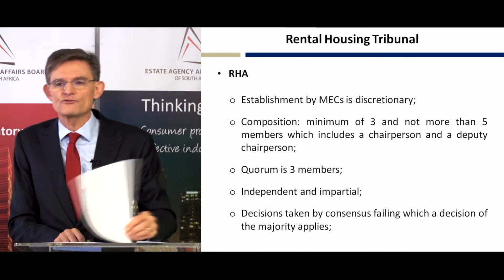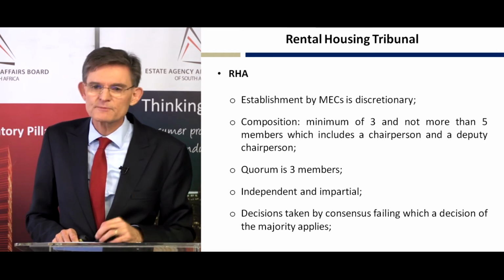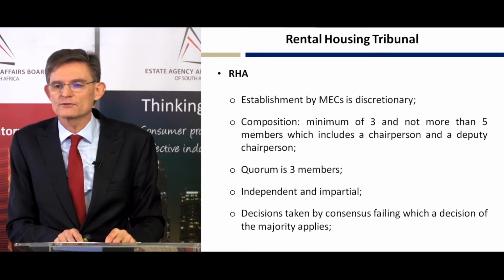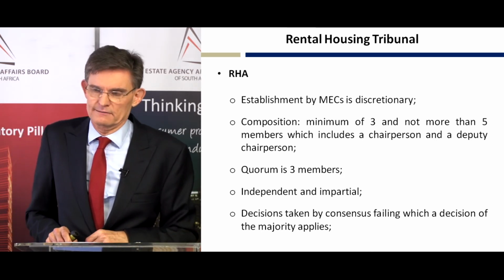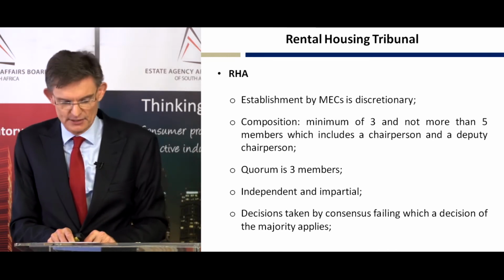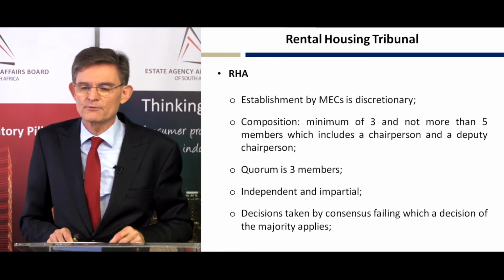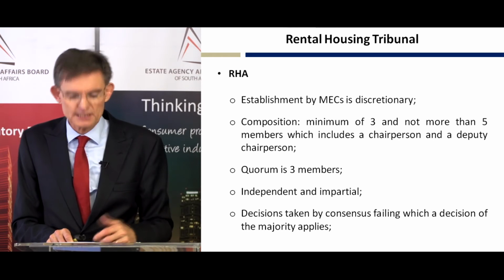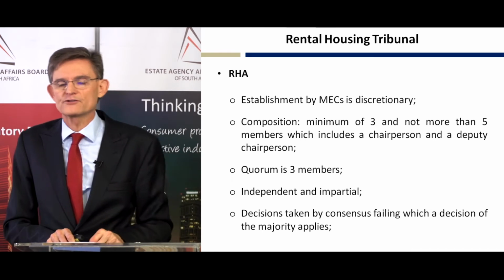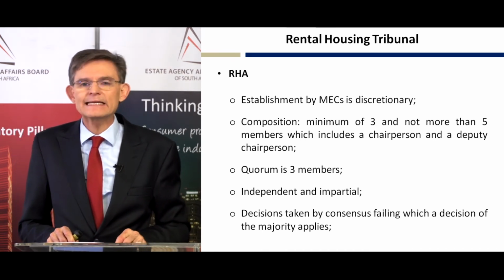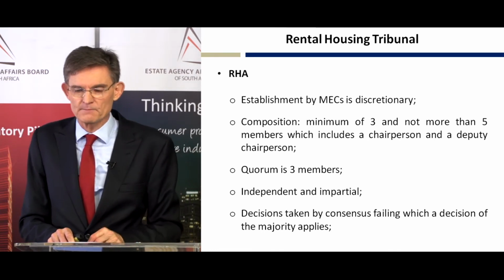And that then takes us into the rental housing tribunals themselves. The establishment under the Rental Housing Act of rental housing tribunals is discretionary. All provinces, except for the Free State, have established a tribunal. The tribunals consist of a minimum of 3 and a maximum of 5 members, which include a chairperson and a deputy chairperson. The quorum of the tribunal is always 3. By that we mean any decision handed down by the tribunal must have been made by 3 members.